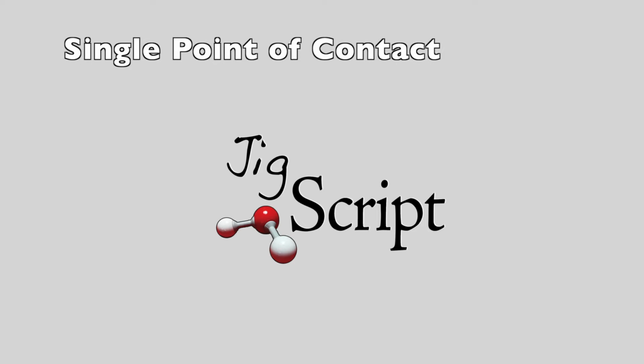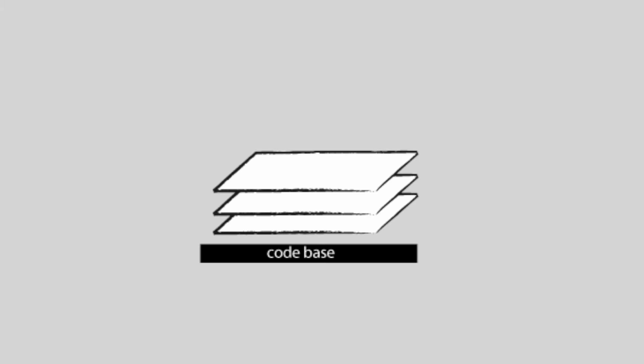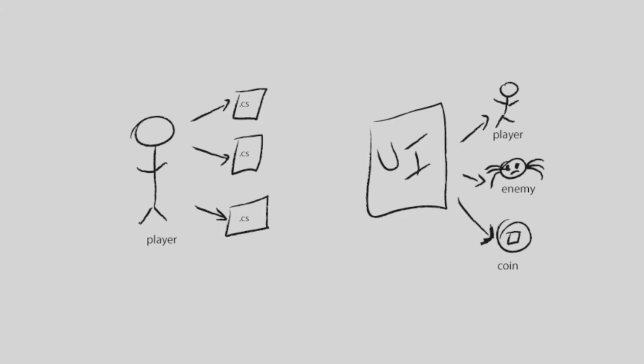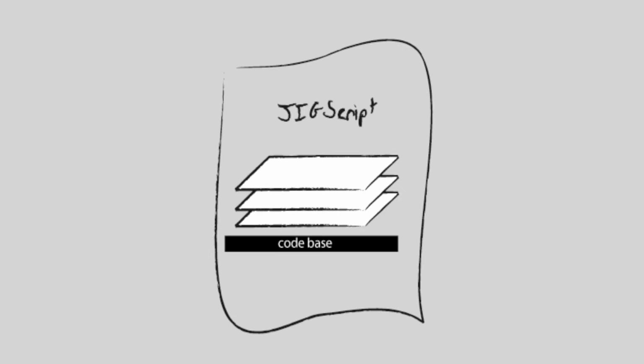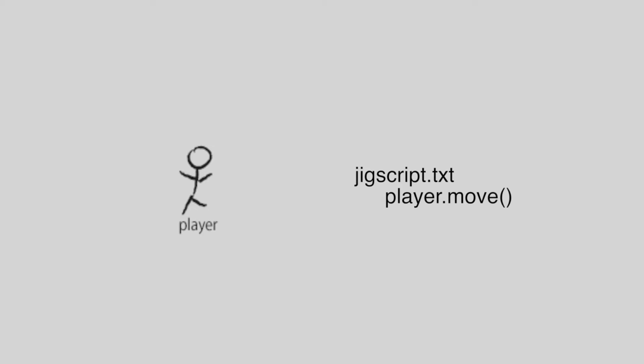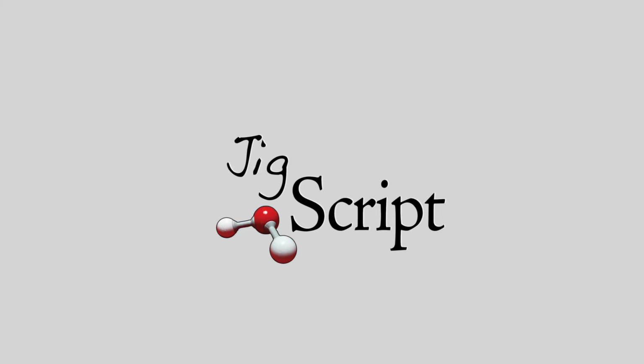Here at Molecular Jig, we believe that coders want a code base, not a many-to-many relationship between behavior scripts and game objects. JigScript minimizes this frustration by providing a game object that serves as a single point of contact between all your game objects and your scripts. With JigScript, binding game objects to scripts and scripts to game objects has never been easier. To bind a game object to JigScript, you just have to name it.